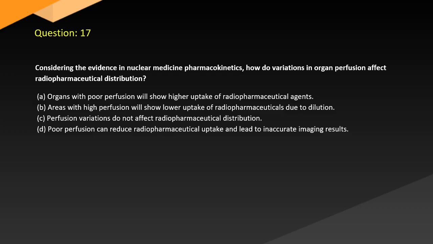Question 17. Considering the evidence in nuclear medicine pharmacokinetics, how do variations in organ perfusion affect radiopharmaceutical distribution? A. Organs with poor perfusion will show higher uptake of radiopharmaceutical agents. B. Areas with high perfusion will show lower uptake of radiopharmaceuticals due to dilution. C. Perfusion variations do not affect radiopharmaceutical distribution. D. Poor perfusion can reduce radiopharmaceutical uptake and lead to inaccurate imaging results.